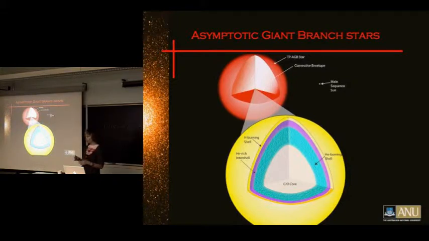AGB stars are also important because they lose their hydrogen mantle that's been enriched in all this nucleosynthesis to the interstellar medium through these slow, dense stellar winds. So they're slow, 10 to 15 kilometres per second, but they're very dense, so this is like 10^-4 to 10^-5 solar masses per year.